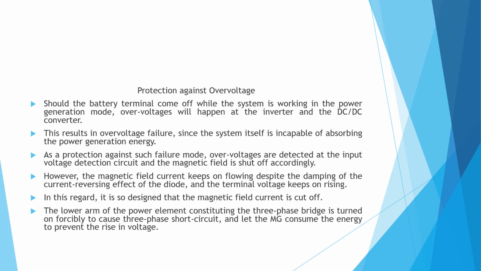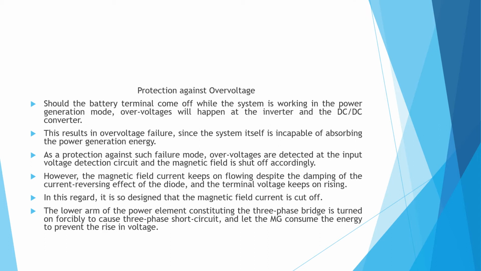Next is the protection against the overvoltage. Should the battery terminal come off while the system is working in the power generation mode, overvoltage will happen at the inverter and the DC to DC converter, and this results in overvoltage failure, since the system itself is incapable of absorbing the power generation energy.